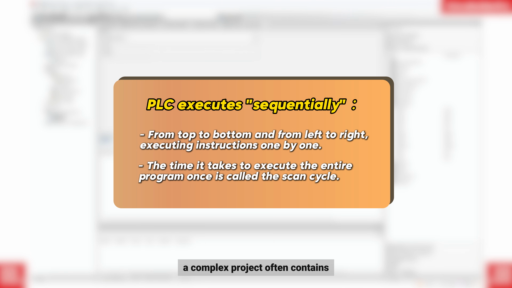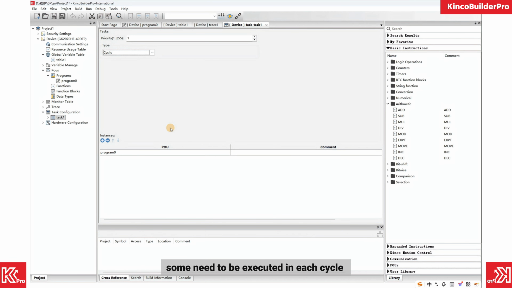However, a complex project often contains various types of instructions. Some need to be executed in each cycle, such as emergency stop detection. Some can be executed once every 100 ms, such as temperature acquisition, and some need to be executed immediately when triggered by an external signal, such as interrupt. Tasks are to schedule and manage the execution of these different instructions.